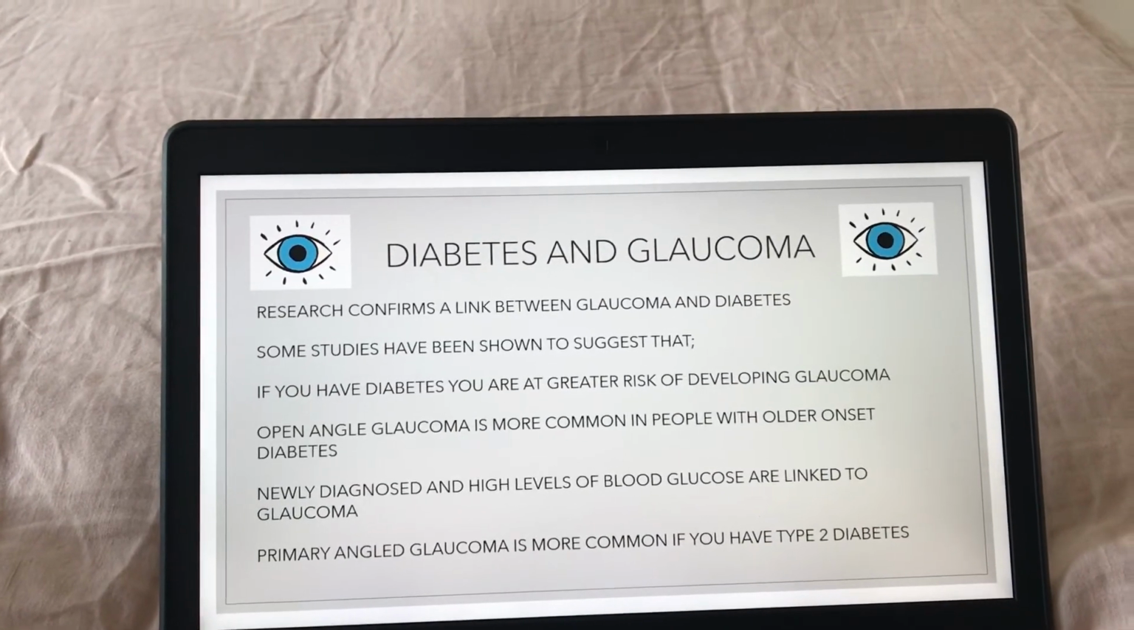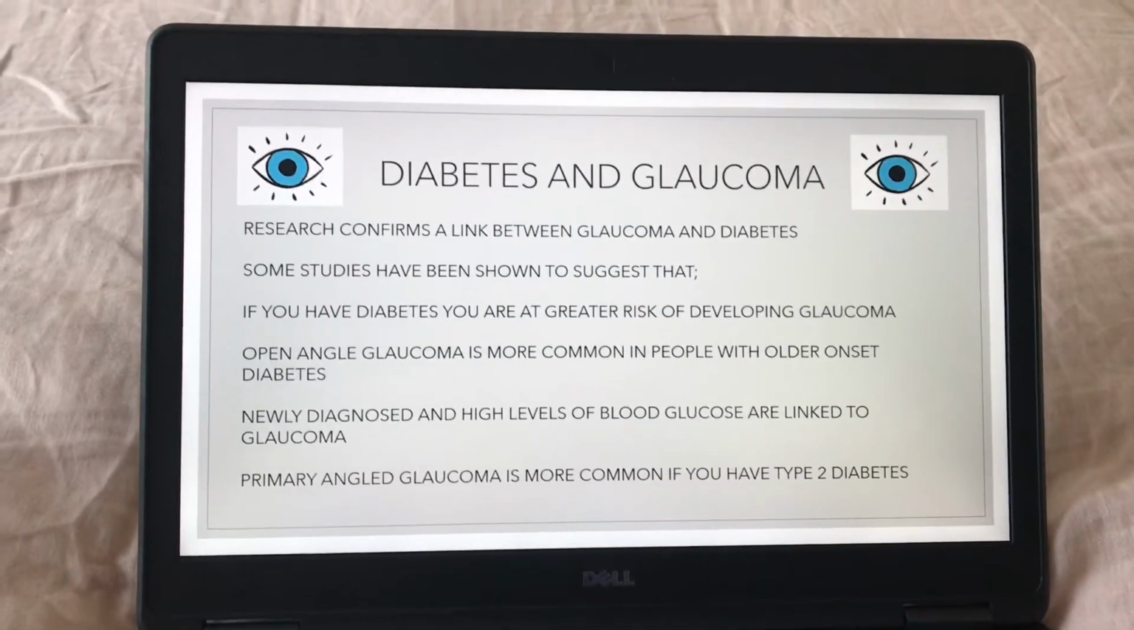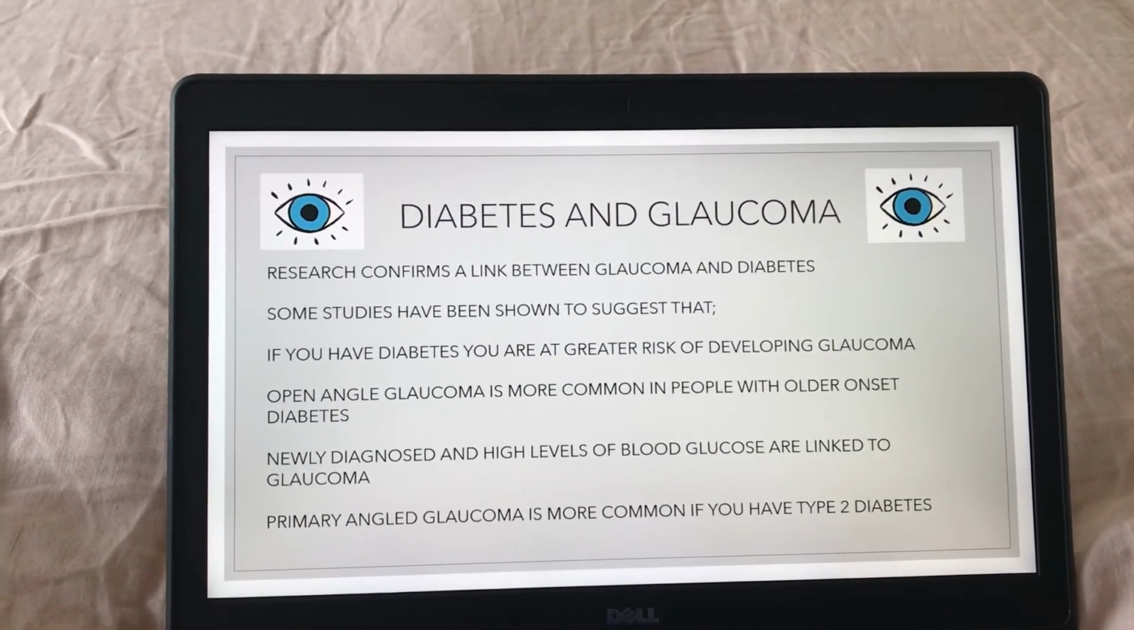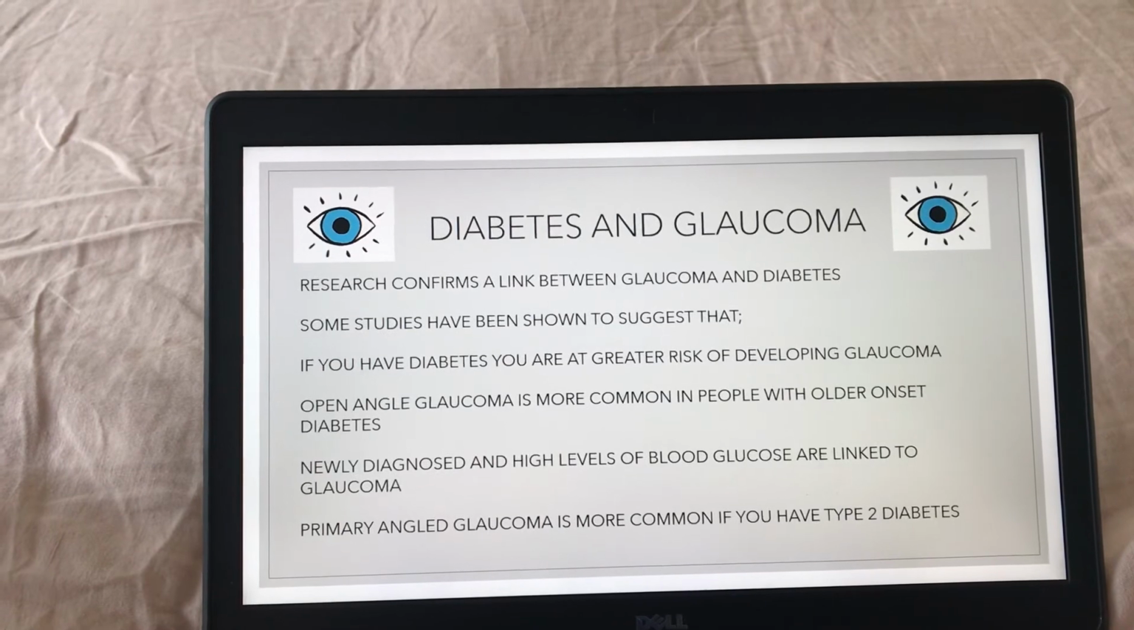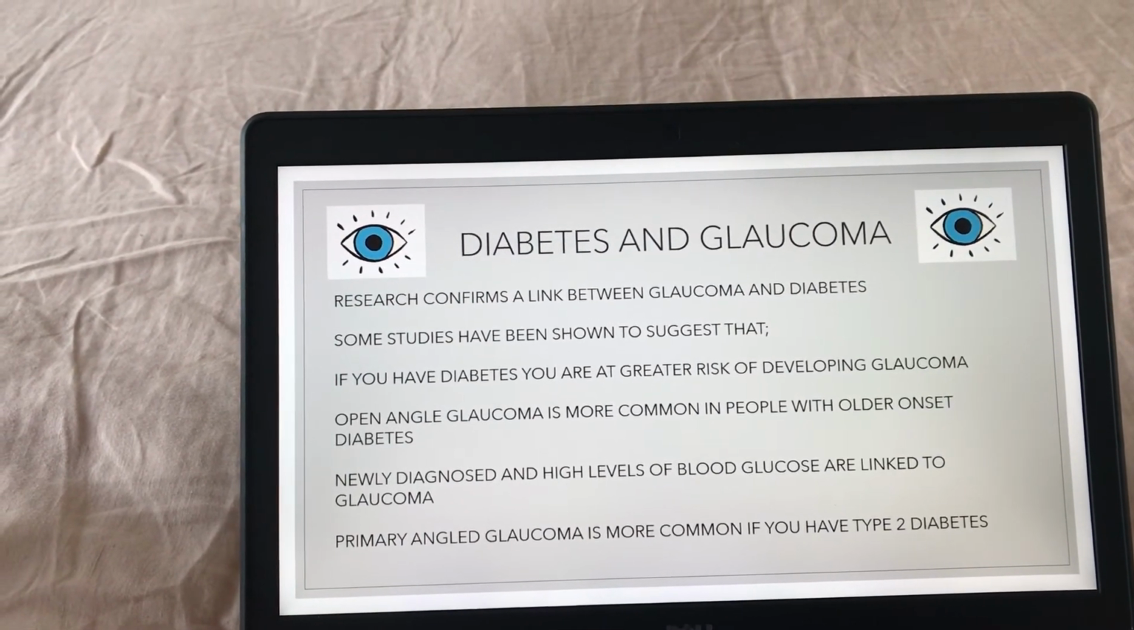So the link between diabetes and glaucoma. Research confirms a link between the two, and though the risk for glaucoma in everyone increases with age, if you do have diabetes, you're at a higher risk of developing the condition.